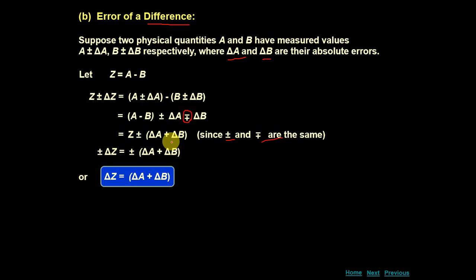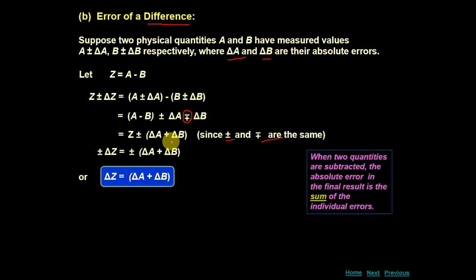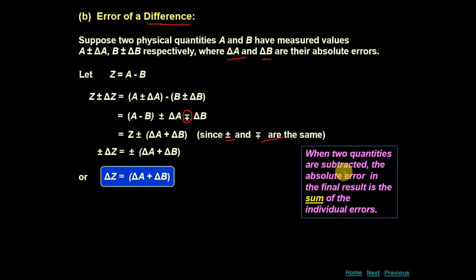So if we are taking the difference of the two lengths, then we will take the sum of the absolute errors in difference also. This doesn't mean that we are going to take the difference of the absolute errors if you want to see the propagation of the errors. No doubt you will subtract the two lengths or two physical quantities, but how the error is going to get propagated, you will take the sum of the two errors. So when two physical quantities are subtracted, the absolute error in the final result is the sum of the individual errors.